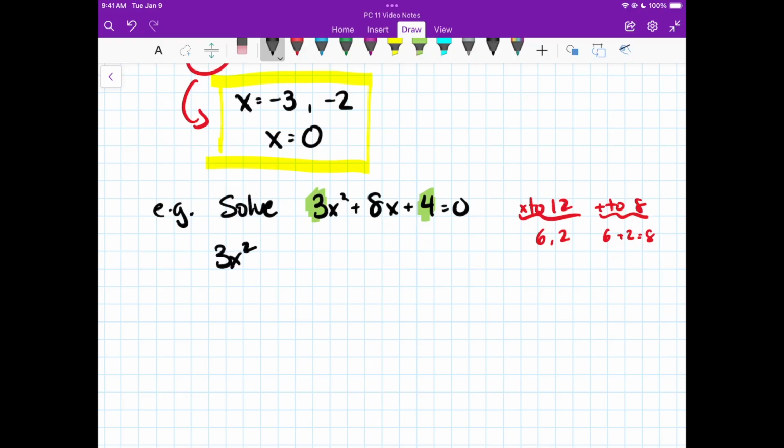Remember, you want to take that middle term, that 8x, and break it up into 2 separate terms. So it's going to become 3x squared plus 6x plus 2x plus 4. And then from there, we make some groups of our first 2 terms and our last 2 terms. Don't forget your equals 0, by the way.